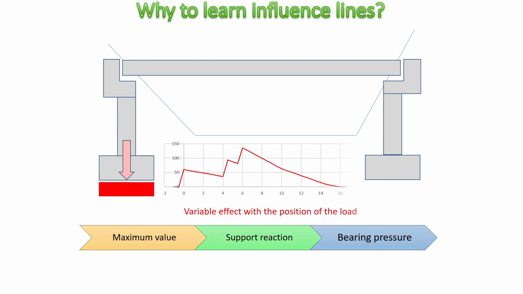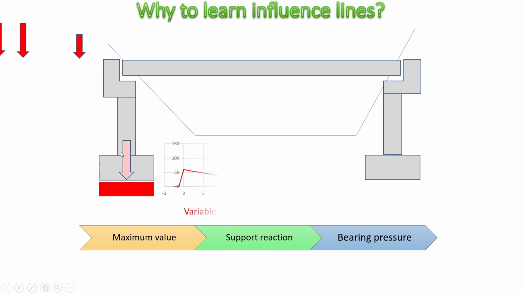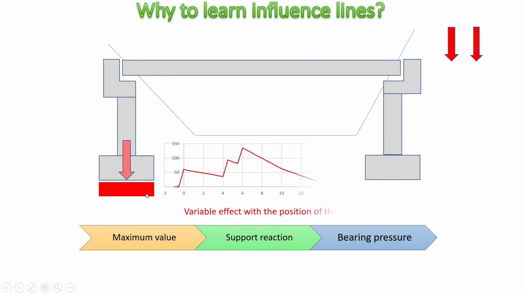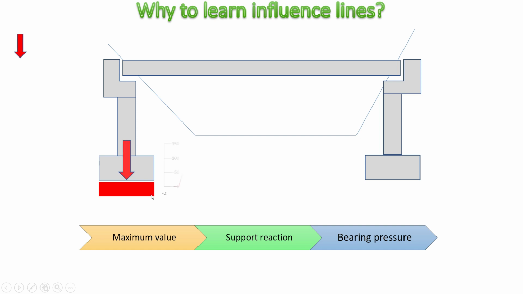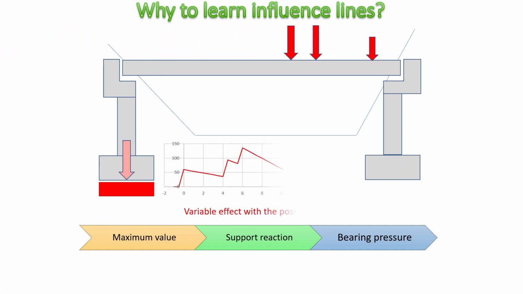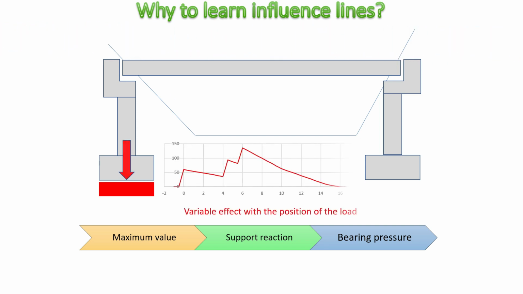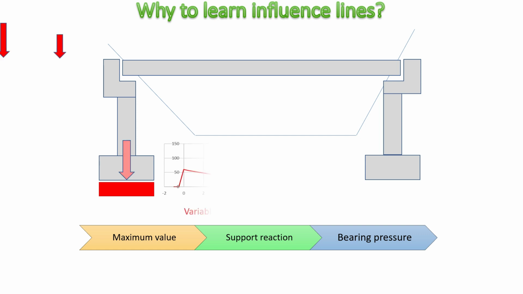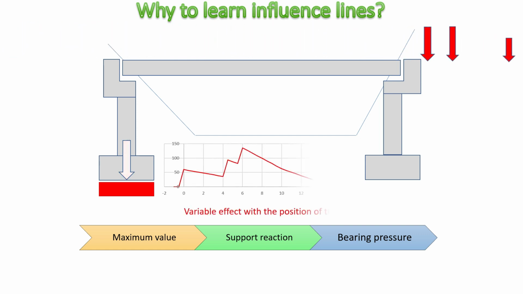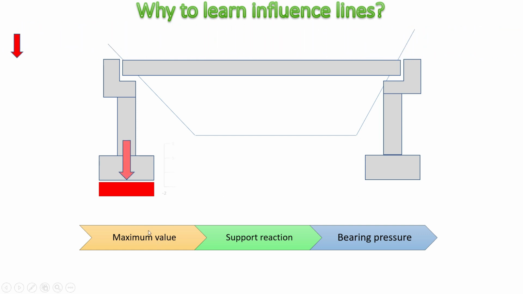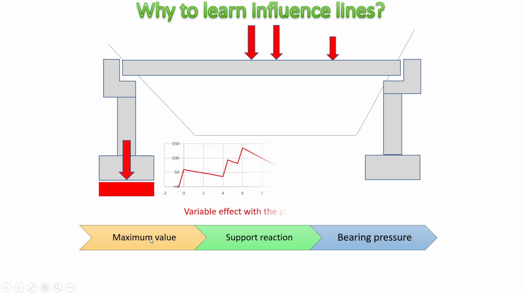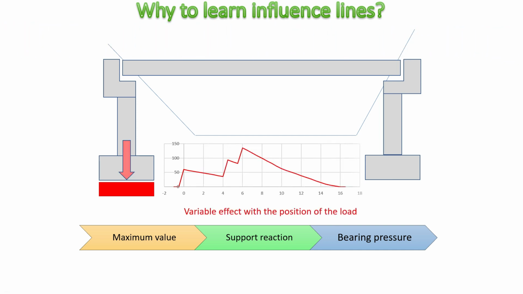It's the case, for example, for the value of the support reaction used in order to design a spread foundation. The maximum soil pressure corresponds to the maximum of support reaction. So, we should seek the position of the vehicle that gives the maximum value of the support reaction.